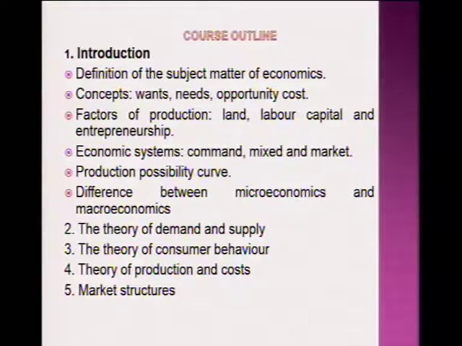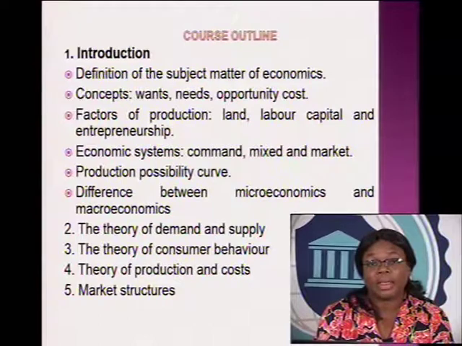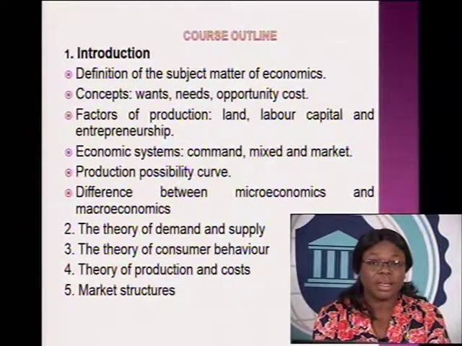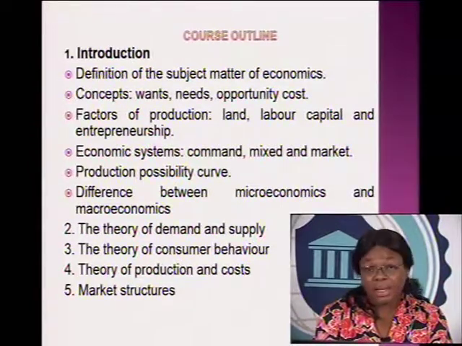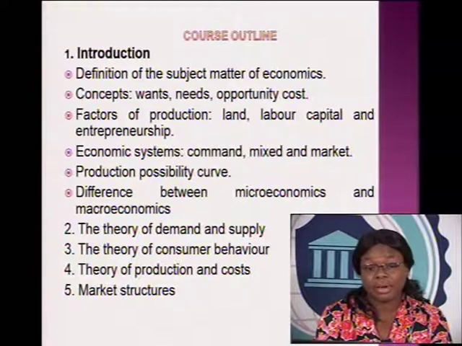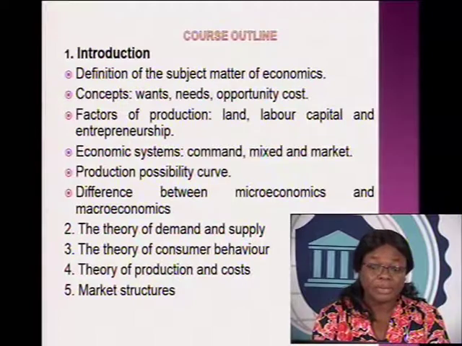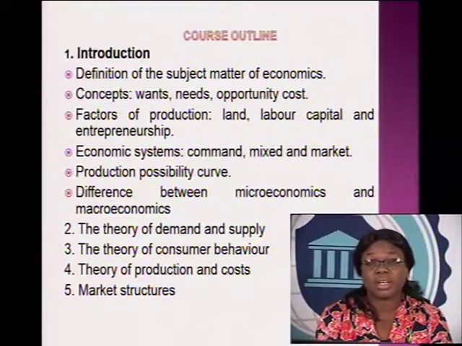And some key concepts, like the concept of opportunity cost, want, scarcity, needs. Another concept are the factors of production, which are land, labor, capital, and entrepreneurship. Economic systems, the production possibility curve, the basic difference between microeconomics and macroeconomics. And the second point, the theory of demand and supply. The third point, the theory of consumer behavior. The fourth point, the theory of production and costs, the theory of production.